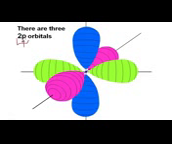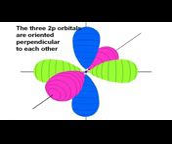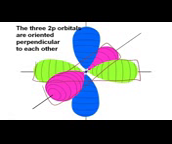So here we have a different shape. Here we have the p shape. And there are 3 2p orbitals. They're all oriented perpendicular to each other. So we have the sort of pinkish red on the y-axis. That's one orbital. Here's a second orbital along the x-axis, sort of a greenish yellow, I guess. And then the third 2p orbital along the z-axis.